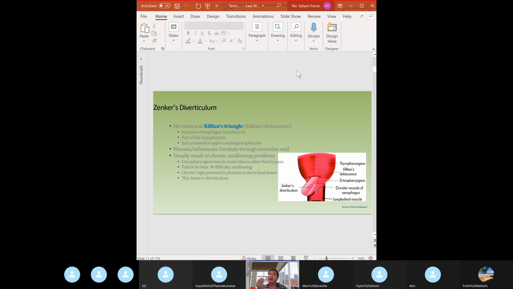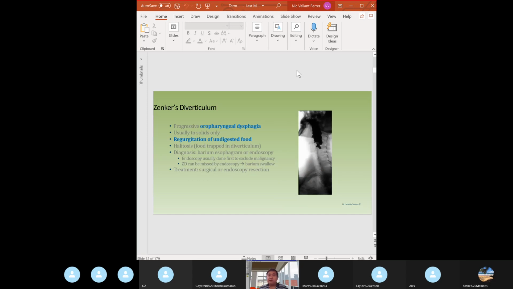So this leads to chronic high pressure in the pharynx to force your food down. This leads to diverticulum, a herniation through the muscular wall. All right. So how do we see this in the vignette? So usually oropharyngeal dysphagia to solids only. And then what else? Regurgitation of undigested food. Sometimes they're going to say bad breath there. So halitosis. Why? You have food trapped in the diverticulum. What's the diagnosis? Barium swallow. What's the treatment? Surgical or endoscopic resection.